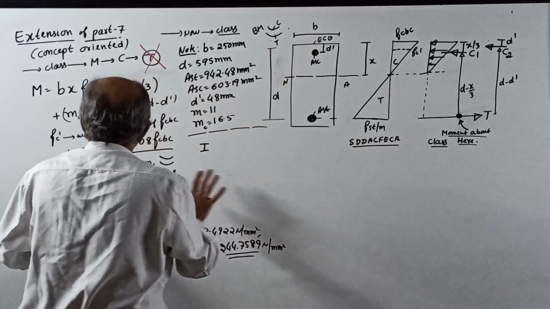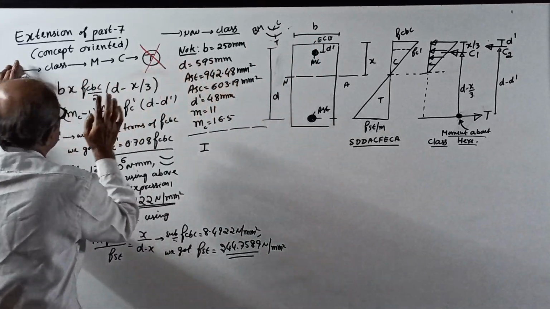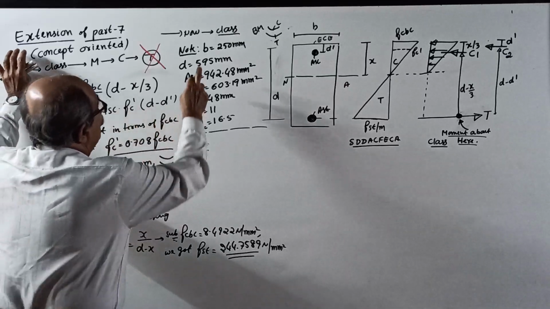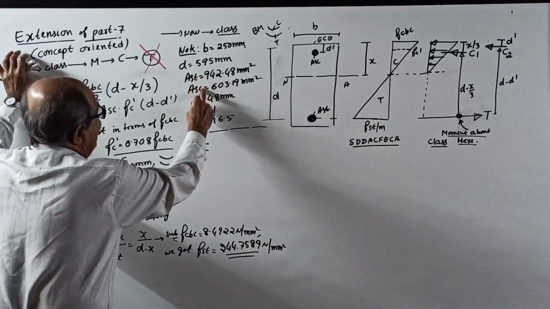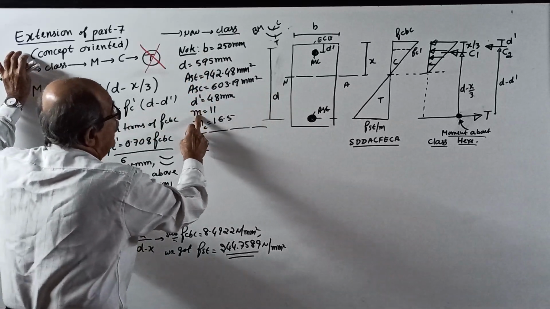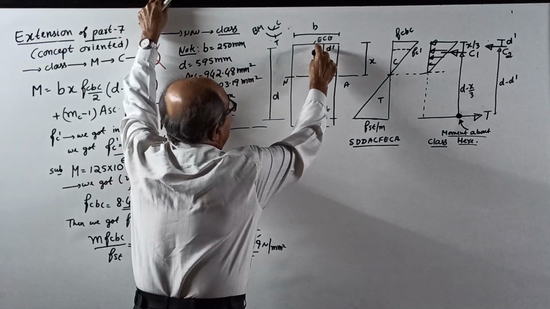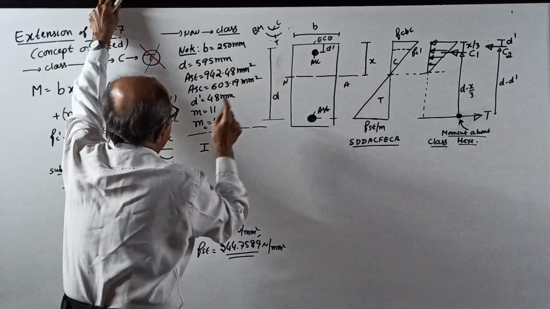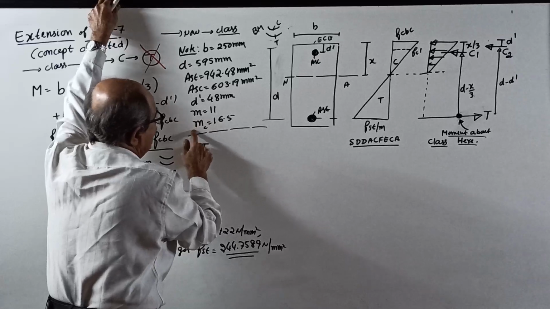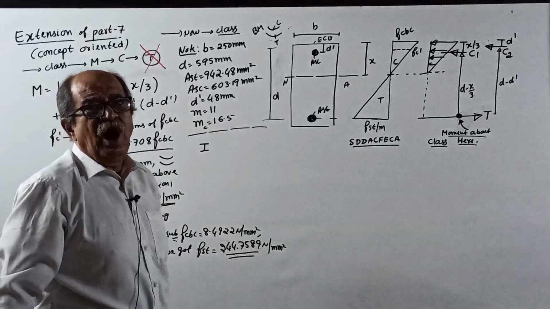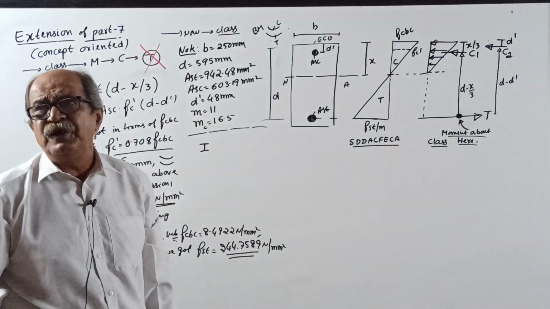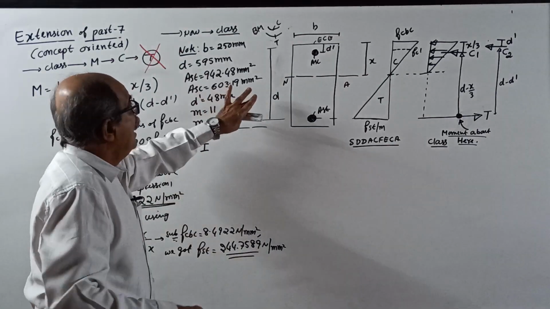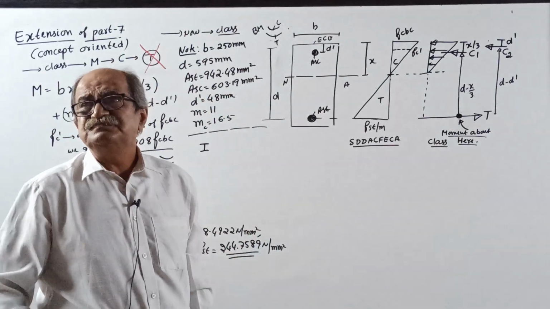I won't write all these things, already solved. Now, b, D, A_st, A_sc, d dash. d dash means from extreme fiber to center of compression steel. m is 11, therefore mc is 16.5. This all was told last time. mc equal to 1.5 m. Now, how did we solve last time?